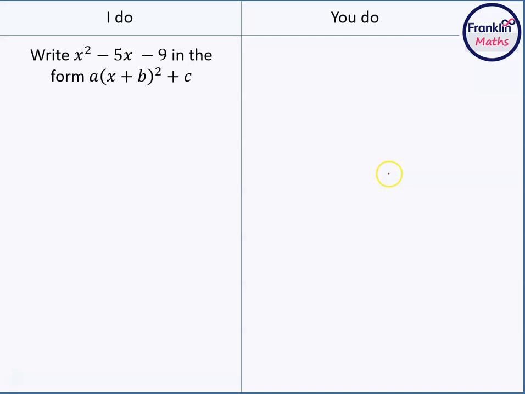Okay, so I'm going to try and up the difficulty on every single example. So this is a slightly different example, and then we'll up the difficulty as we go along. So as usual, I'm going to do this in silence.